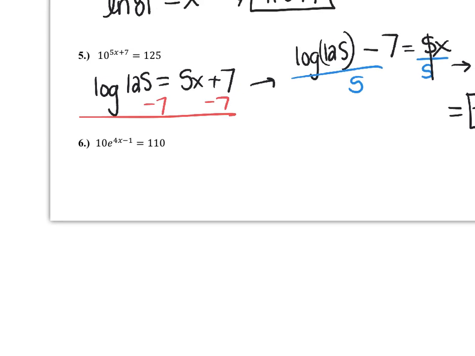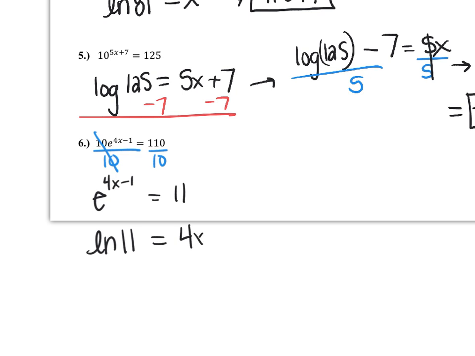And last one, number 6. 10e to the 4x minus 1 equals 110. First step, we got to get this e isolated before we can start to rewrite it in a log form. So we get e to the 4x minus 1 equals 110 divided by 10 is 11. And now we can rewrite it in log form. Log base e is the natural log of 11 equals 4x minus 1. Then we'll add 1 to both sides.